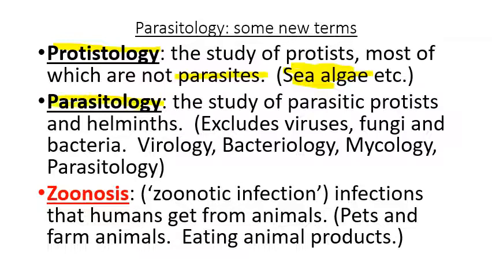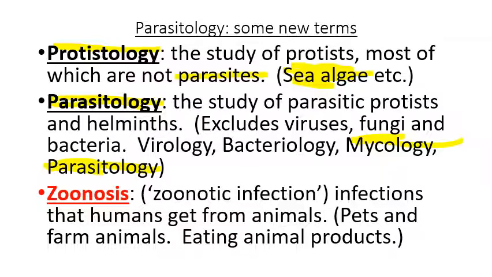Parasitology, as I said, is the common term that's used for people studying parasitic protists and helminths. It excludes viruses and fungi, because if you study viruses, you're a virologist. If you study bacteria, you're a bacteriologist. If you study a specific type of fungi, you're a mycologist. You're studying mycology. And so that leaves us with this term, which is kind of an umbrella term that refers to studying dangerous protists and dangerous helminths. And we are going to discuss helminths after this section.